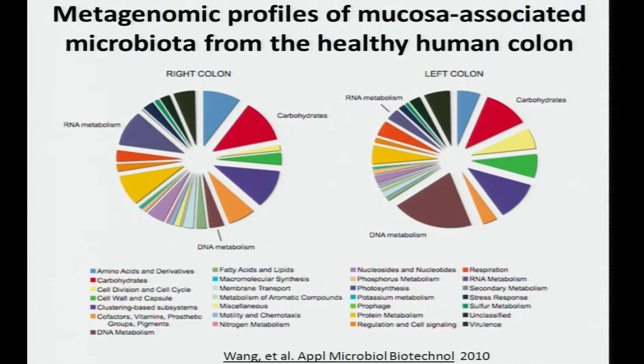So this is a study where we did a colonoscopy in a healthy human subject. This was done in a volunteer that underwent this procedure without colonic lavage. That is, we tried best not to perturb the communities of microbes in the colon. By doing so, I think that you can appreciate that the metagenomic profiles of the mucosa-associated microbiota are quite different between the right colon and left colon. And each slice of these pie charts represents different functional subsystems.